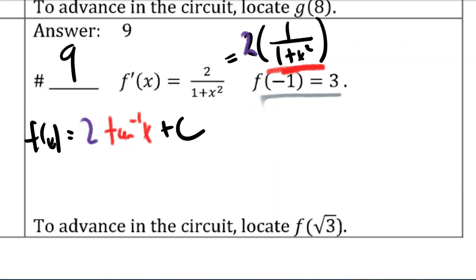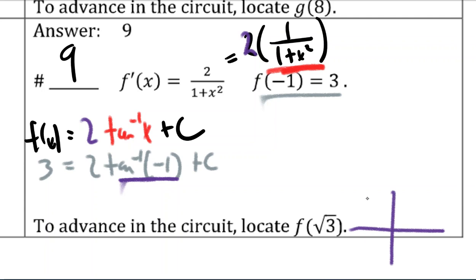Then to use the initial condition here, when y is 3, x is -1. And once again, the hardest part of this is remembering how to deal with inverse tangent. So this is asking what angle has a tangent of -1. And tangent is -1 in 2 places.